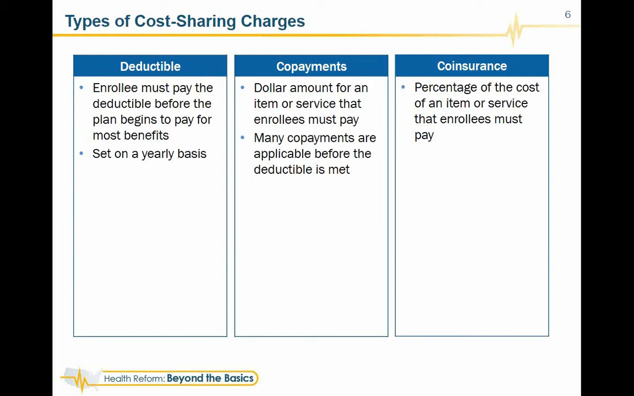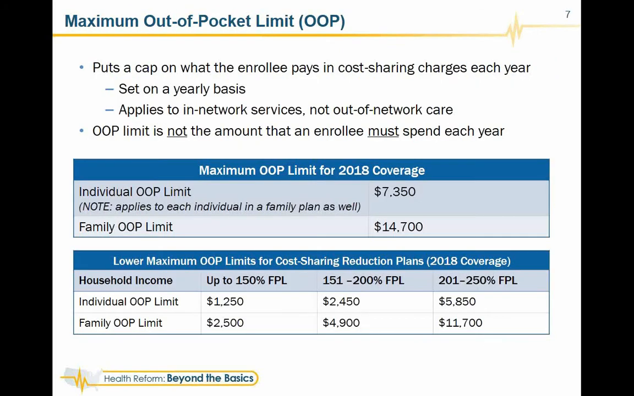In many cases, they may be able to get some of the common services they may use using only a co-payment. And then the co-insurance is when there's a percentage of the cost for an item or service that an enrollee must pay. So an example of that would be if a person has to pay 25% of the cost of a lab visit that they have to have, or 50% of the cost of a specialty drug. Those are the sorts of percentages you might see that are co-insurance percentages.